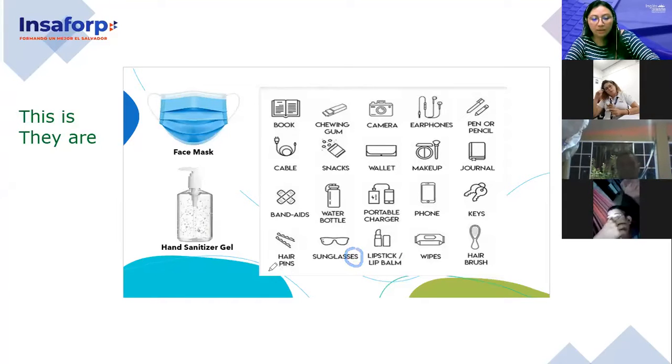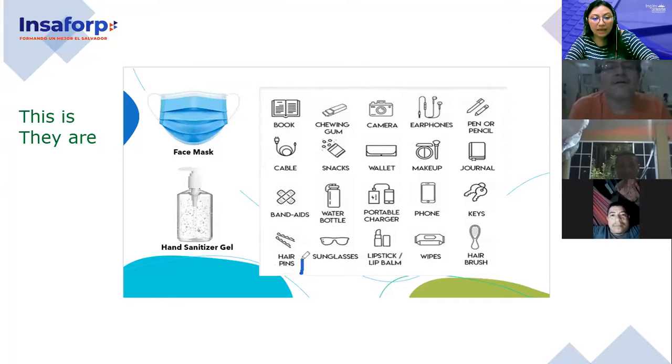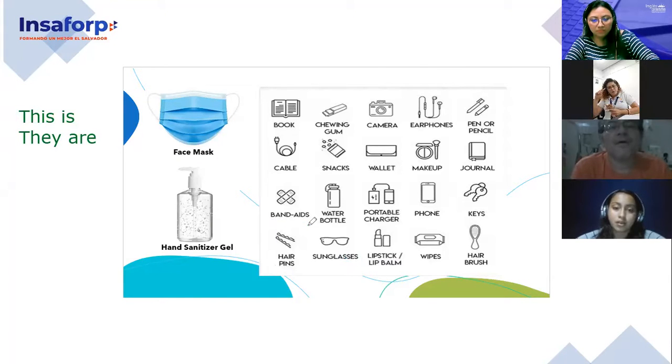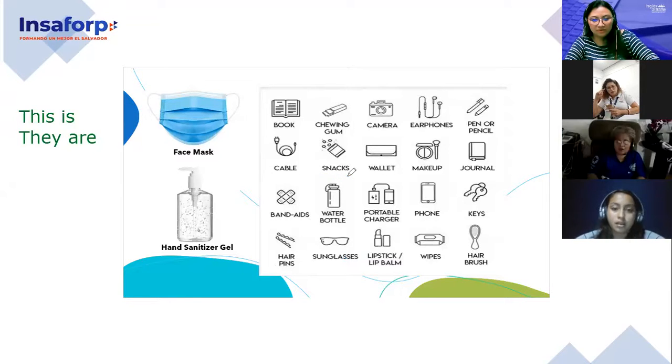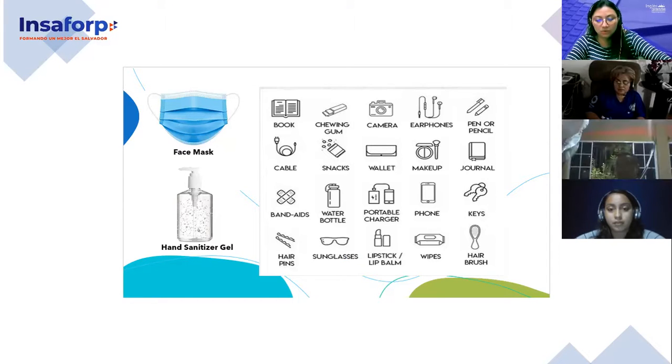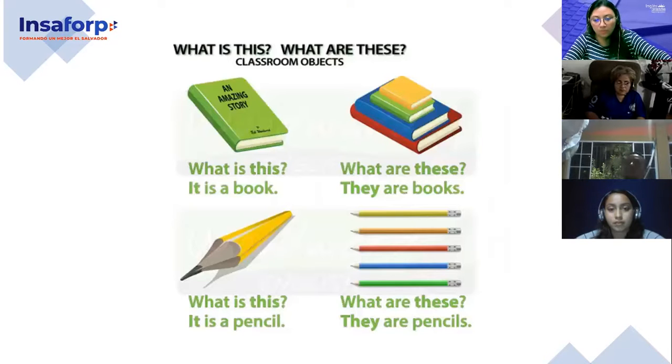Sunglasses. What are these? They are hairpins. What are these? They are band eyes. What are these? They are snacks. ¿Qué es they esto? ¿Qué son estos? Objetos que están cerca de nosotros. ¿Qué es esto? ¿Qué son estos? What is this?